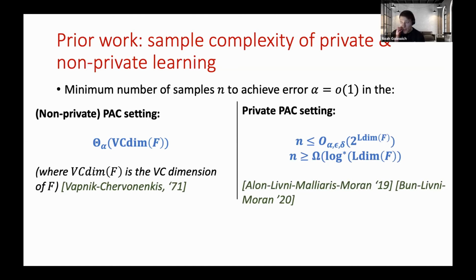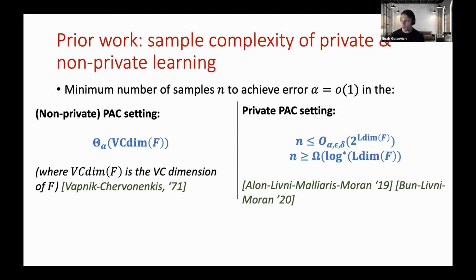And I'm showing here the quantitative bounds. So on the upper bound side, Bun, Livni, and Moran showed that the number of samples needed to achieve non-trivial error grows as a constant roughly to the Littlestone dimension of the class F.